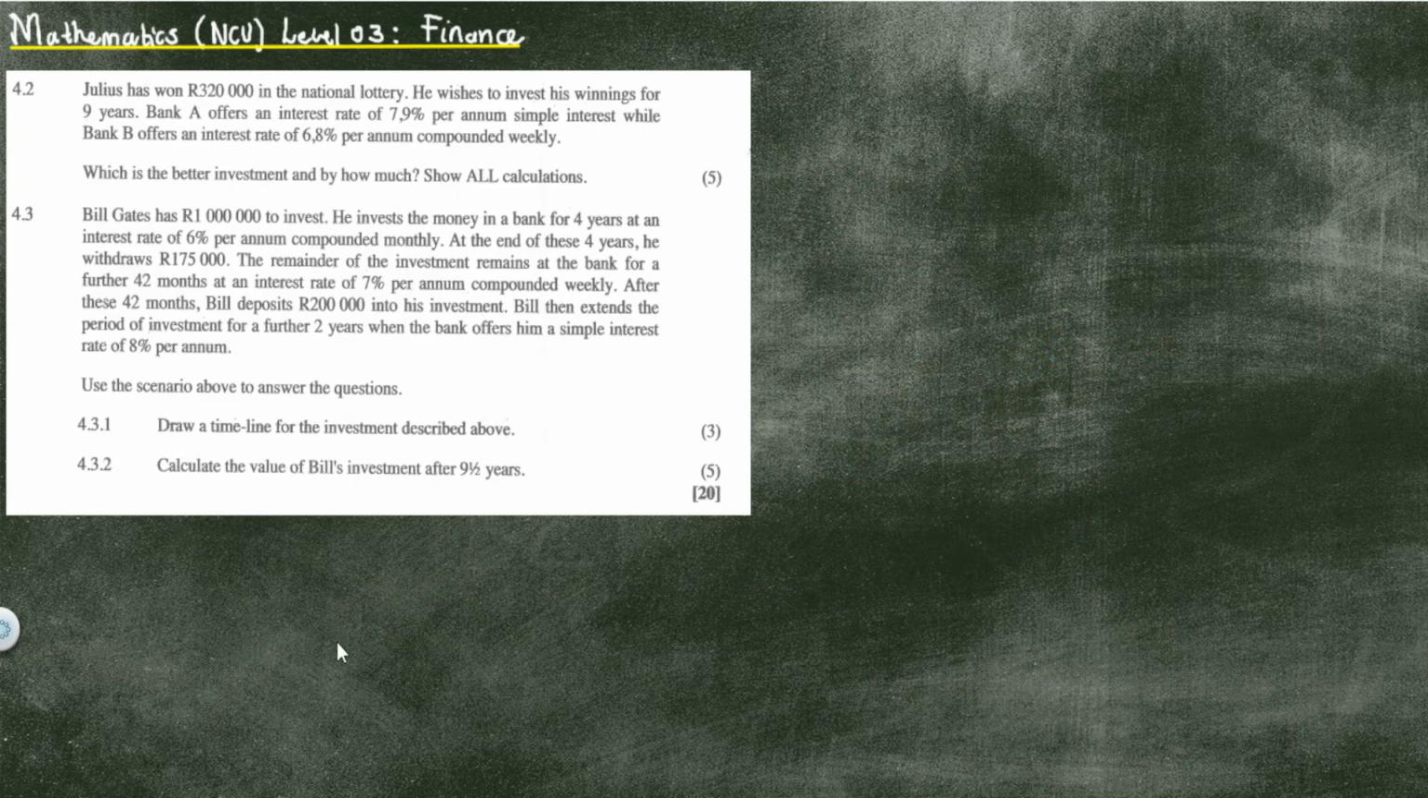Okay, so 4.3. 4.3 timelines now. The 4.3 has an overall mark allocation of 8 marks.